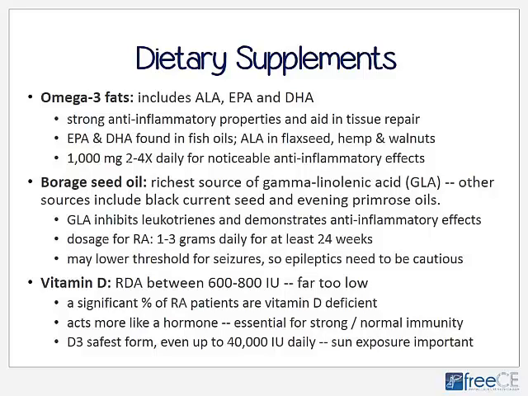Borage seed oil. This is essentially the richest source of gamma-linolenic acid, or GLA, although other sources do include black currant seed and evening primrose oils. GLA inhibits leukotrienes and demonstrates anti-inflammatory benefits. In terms of dosage, 1 to 3 grams daily for at least 24 weeks for noticeable effects. And it may lower the threshold for seizures, so epileptics need to show some caution with this supplement.